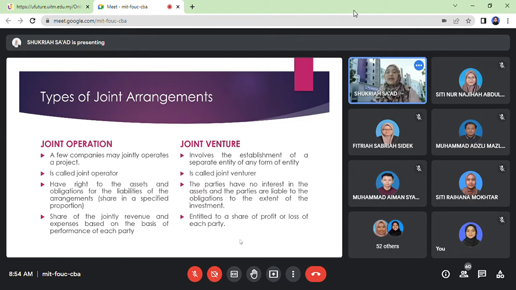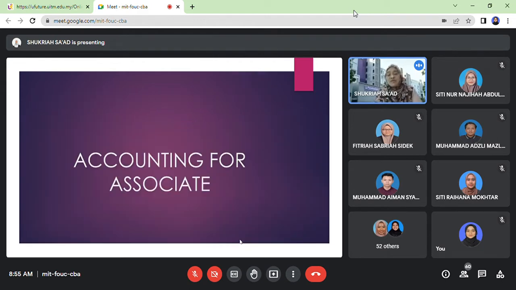Because they have no rights to the assets, and for the liability they have a ceiling, which is the maximum amount of liability that will be borne by them, based on the amount of capital contributed by each member. Okay, now let's look at the accounting for associate. Just now we were differentiating and identifying how a joint operation differs from a joint venture.